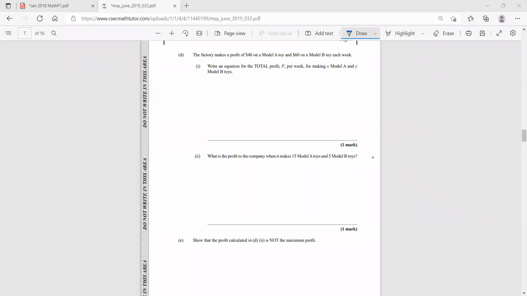Next, the factory makes a profit of $40 on a model A toy and $60 on a model B toy each week. Write an equation for the total profit per week for making x model A and y model B. So remember, you do not know how many model A and you do not know how many model B toys. It's a variable, so it's x and y. But you know you are going to make $40 profit on each model A and $60 profit on each model B. Make an equation, which is an equal sign, not an inequality, to represent that statement. How do we go about getting that?